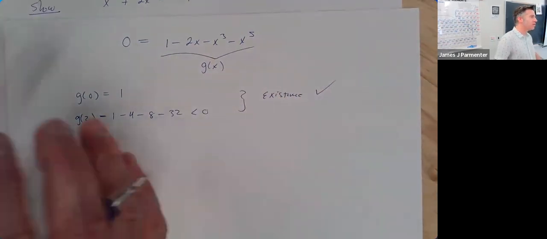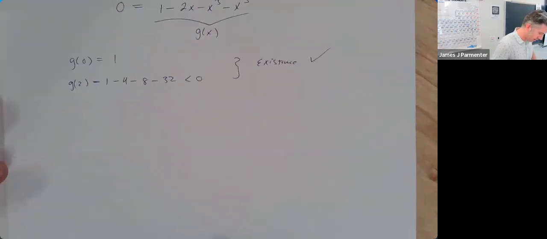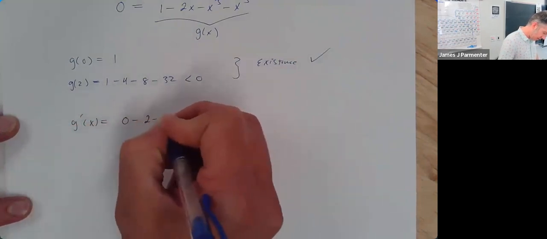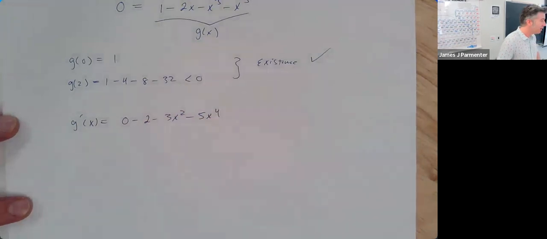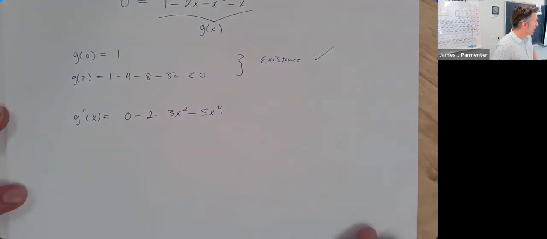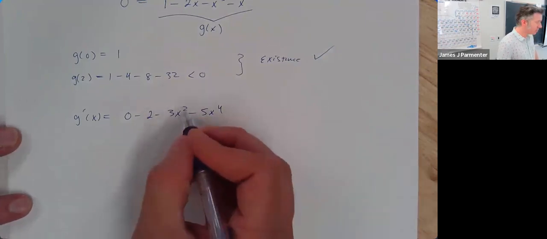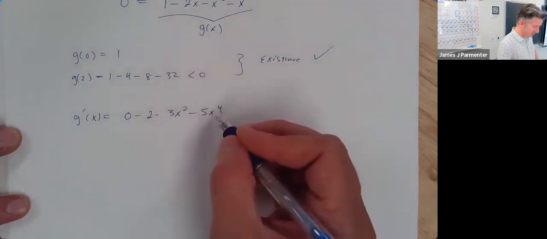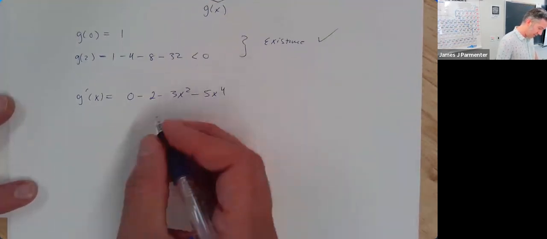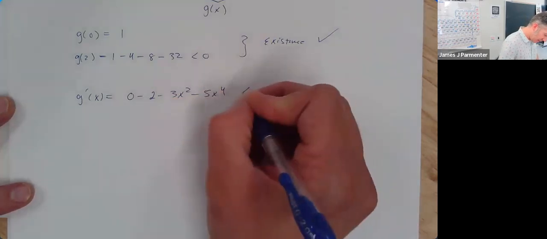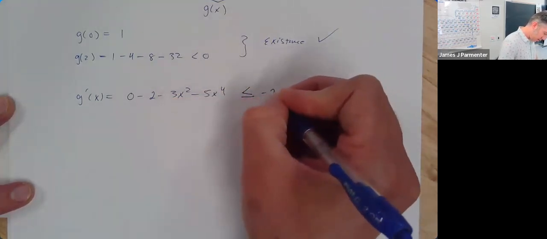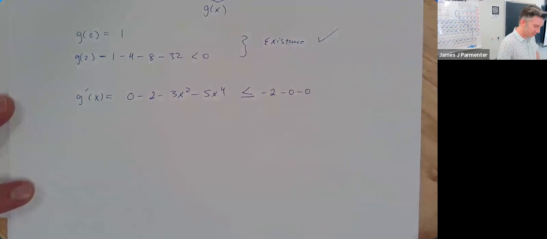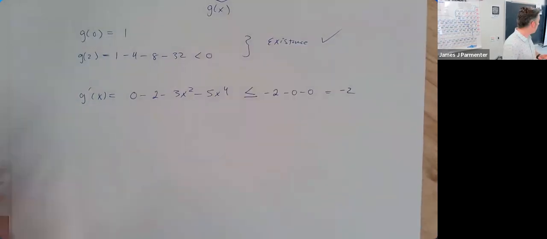And then, of course, you should write more words. I'm just doing it fast because it's literally 259. And then the second part, g prime is equal to 0 minus 2 minus 3x squared minus 5x to the fourth. Again, we have all even powers. So x squared is always positive, but negative 3 times a positive is always negative. And x to the 4th is always positive, but negative 5 times that is always negative. So this is going to be less than or equal to negative 2, minus 0 minus 0. So this derivative is always negative.